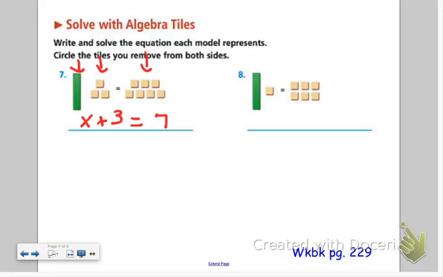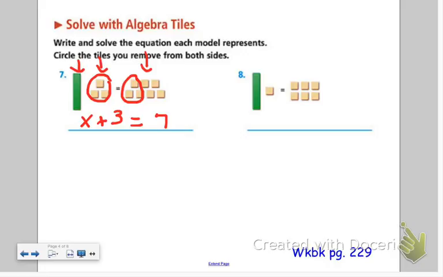If I want to solve this equation, I have to get x by itself, which means I have to get rid of these 3 algebra tiles. I'm going to do the opposite of adding 3, and that means subtracting 3. I'm going to take 3 away from both sides. Remember, if this were a scale, if this were on a balance, both sides are equal. So if I'm going to change something, I have to do it to both sides to keep the scale balanced.